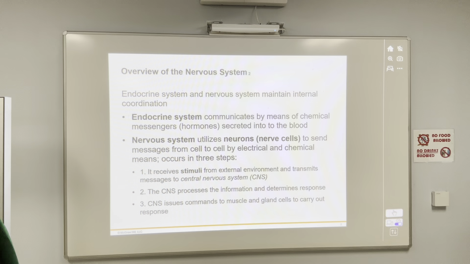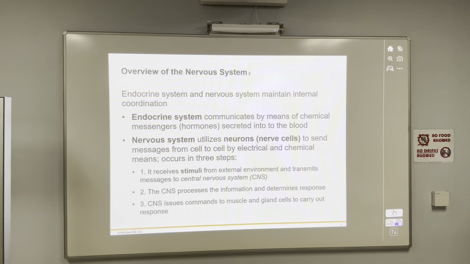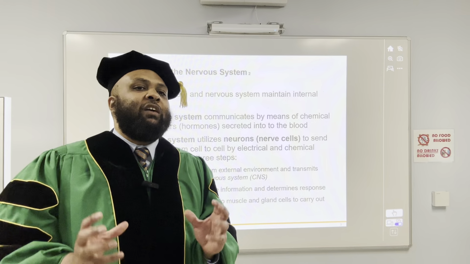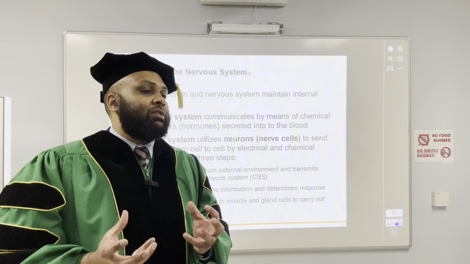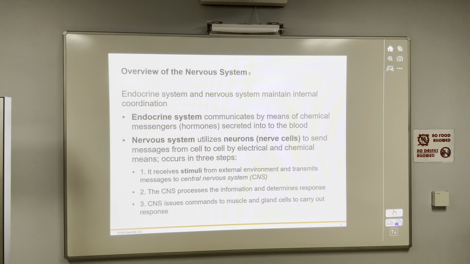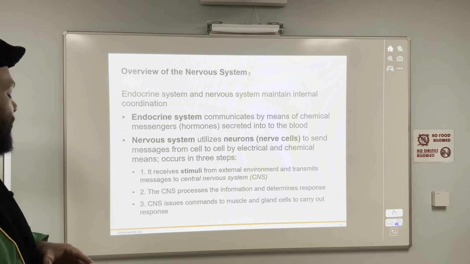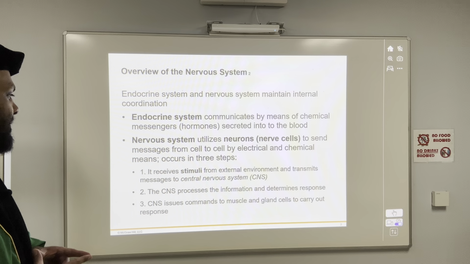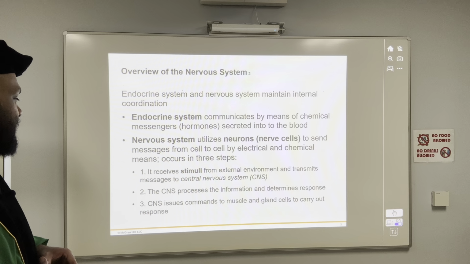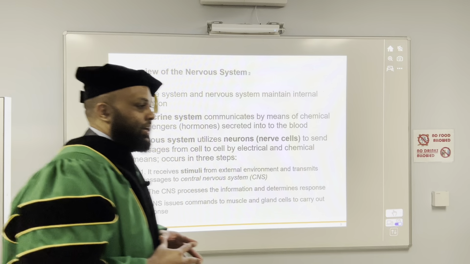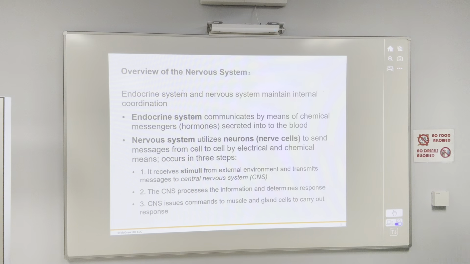If you look at the nervous system, you see that it utilizes neurons, and at the end of these neurons you have bubbles, balloons, vesicles that are full of neurotransmitters. So they send messages, and when they send the messages, they conduct electrical voltage change. There is a reception of stimuli from the external environment, and it transmits messages to the central nervous system, which processes the information and then issues a command. We're going to discuss that.